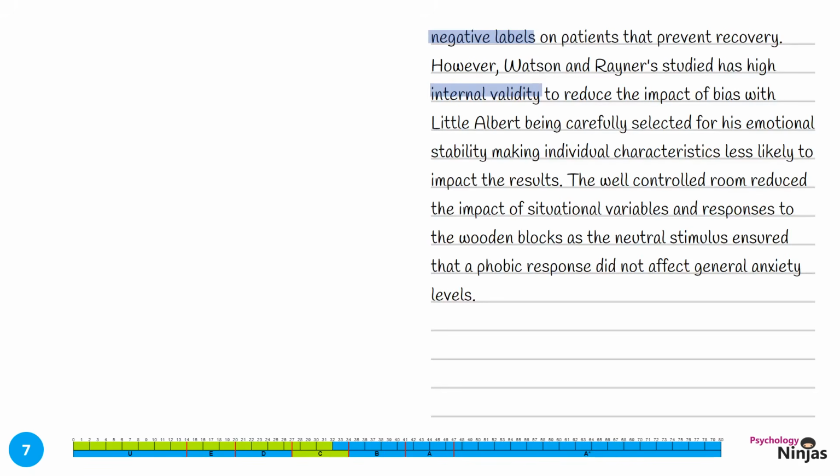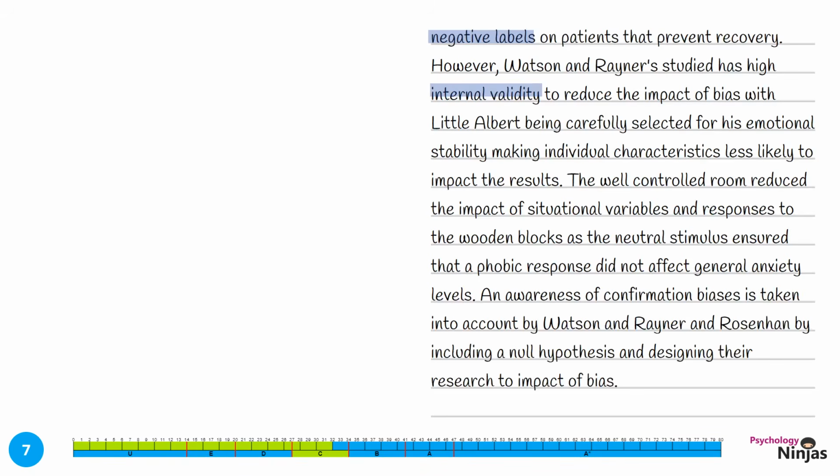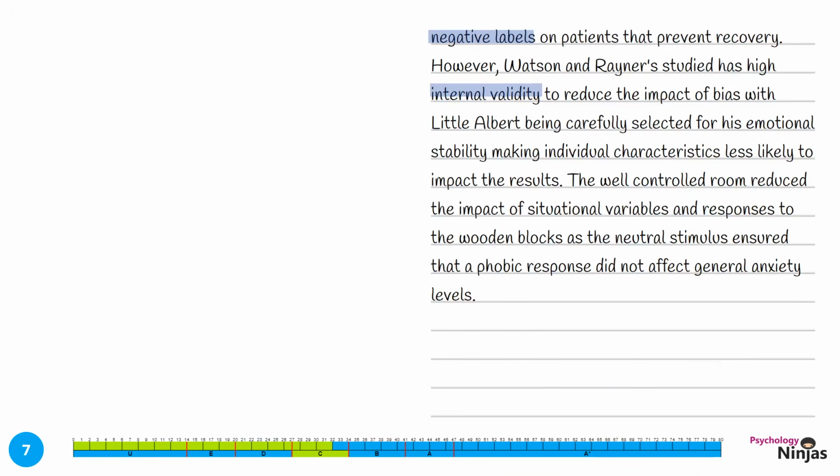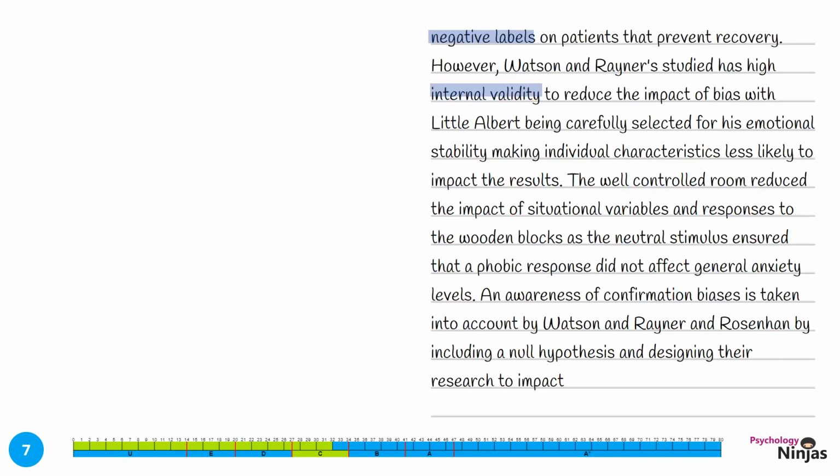It's time to give a conclusion here about validity. An awareness of confirmation biases is taken into account. It's now time to give a final judgment about the impact of validity. An awareness of confirmation biases is taken into account by Watson and Rayner and Rosenhan by including a null hypothesis and designing their research to reduce the impact of bias. We've given a clear conclusion about confirmation bias and how this has been reduced in both studies.